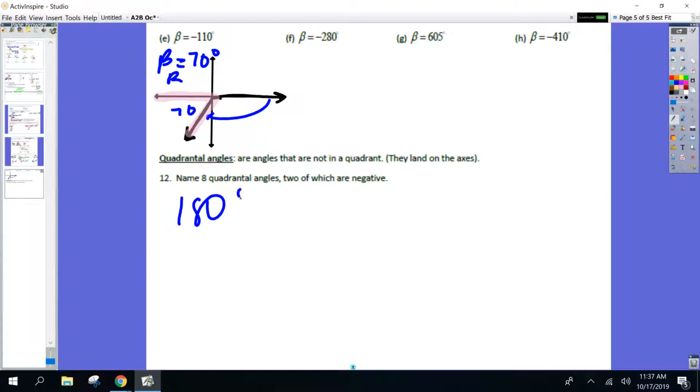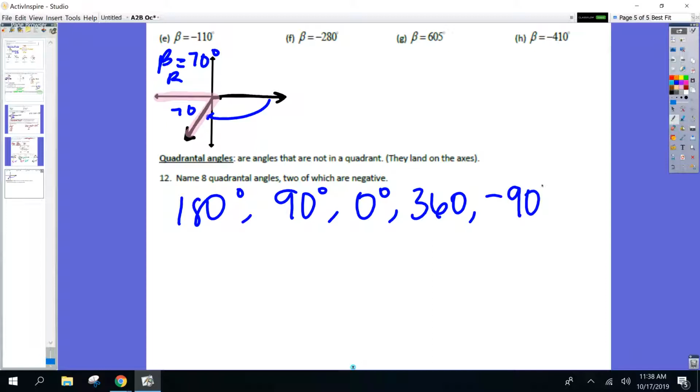Name 8 quadrantal angles. 180. Anybody want to name others? We've got to have at least 2 which are negative here. 90, I heard. Here we go. Can you get 8, kids? Can you get 8? 360. Negative 90, yep. I need 8. 270, negative 180. How many do I have? 1, 2, 3, 4, 5, 6, 7.